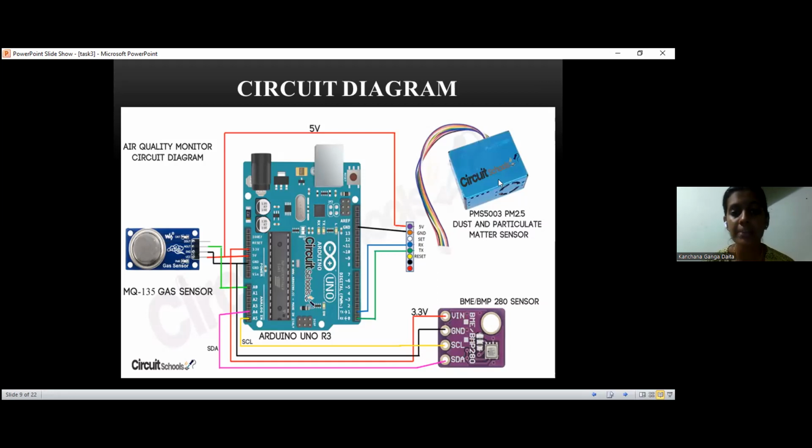So even if we have any retained values from the previous operation, it will delete all of those and start working, so the causes of errors will be very few. That is also one of the advantages of this PM2.5.